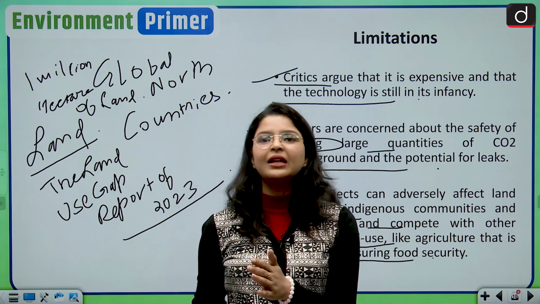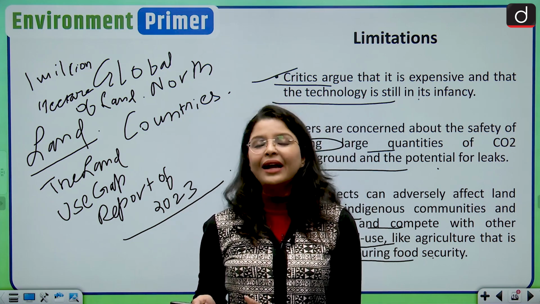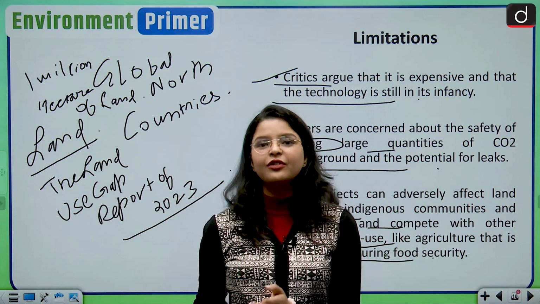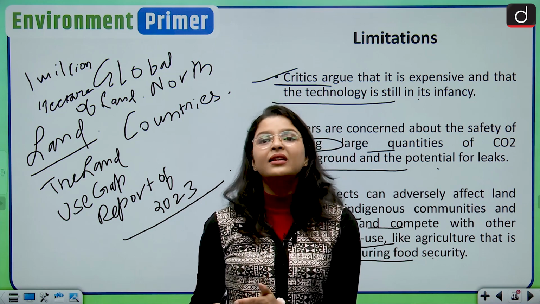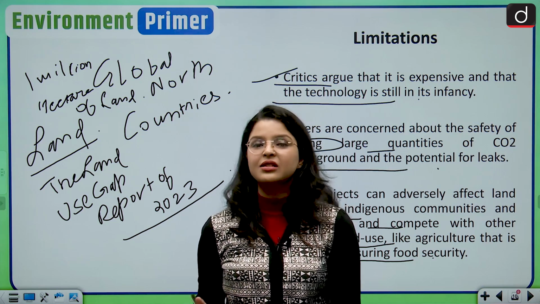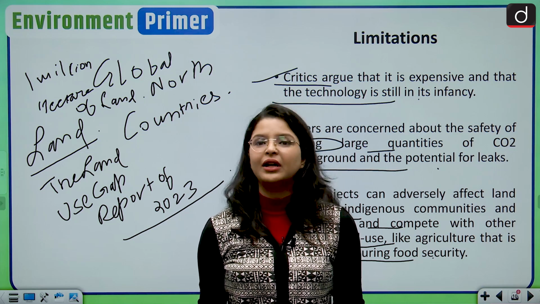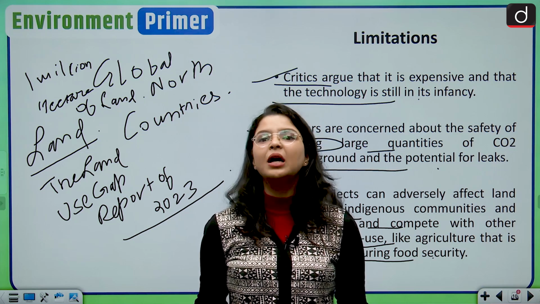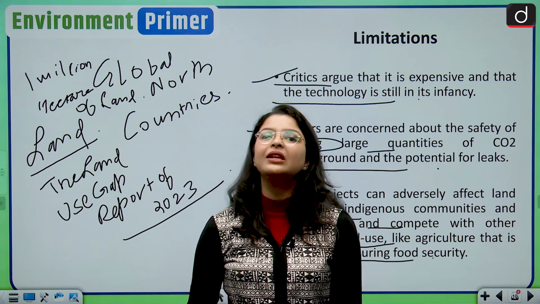If you use this much amount of land, it will definitely come in conflict with the people, indigenous people, and agriculture, especially in the global south countries. They will definitely be more affected if you use land. But this CDR process is directly dependent on land use.